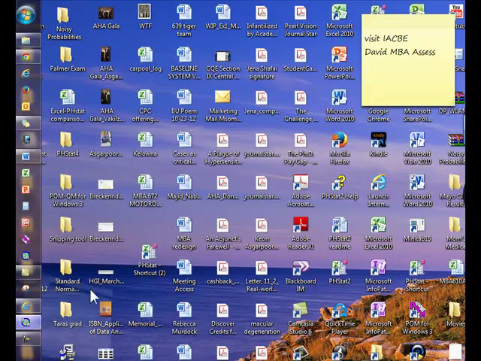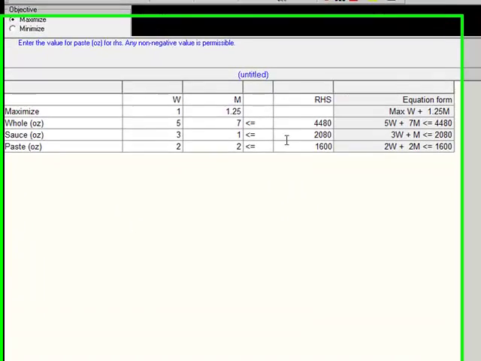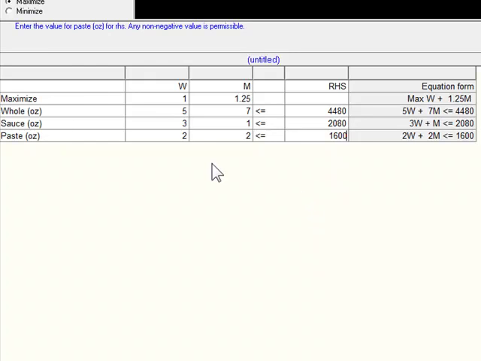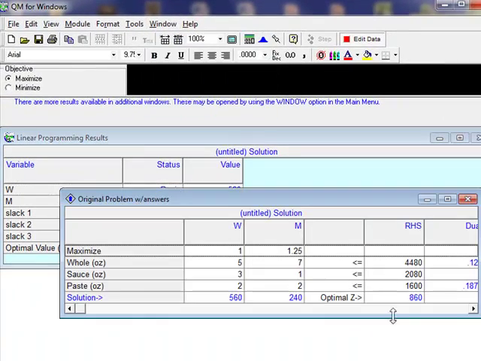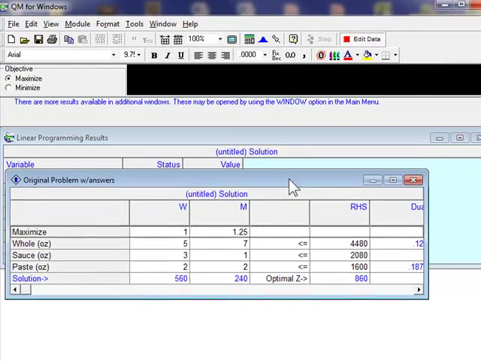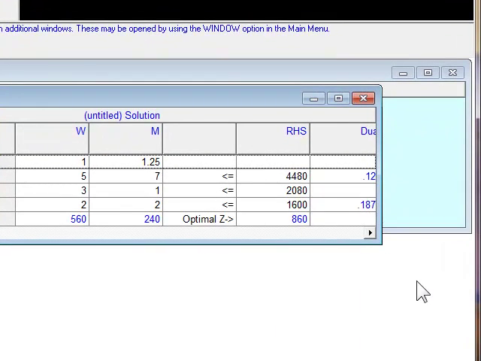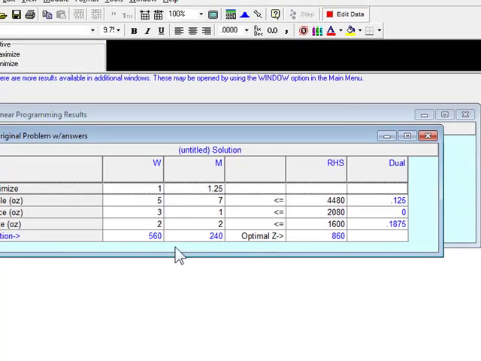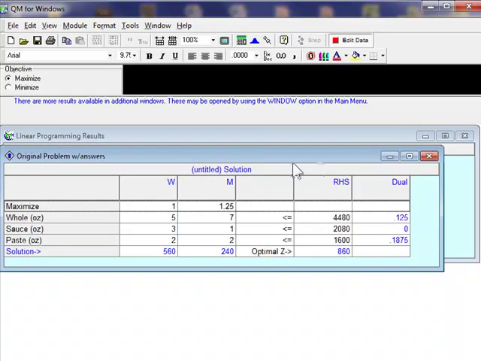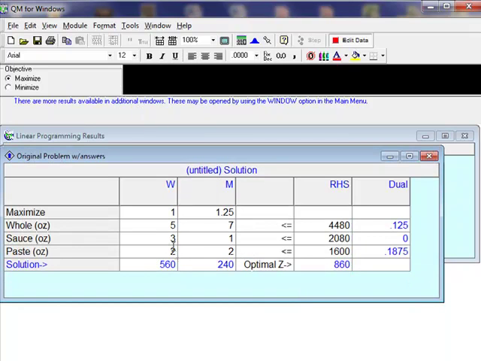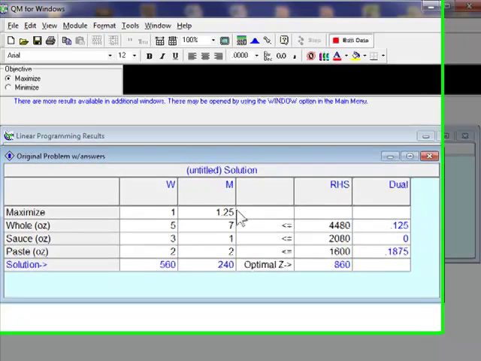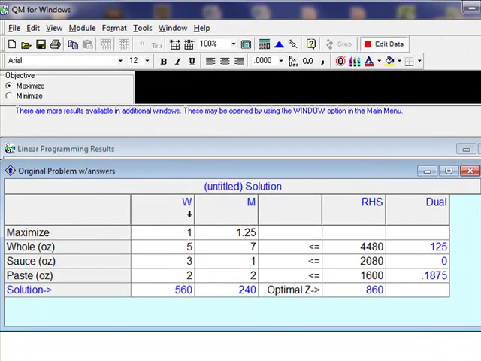Let me bring up the POM data. This is exactly as I described it. If I solve, let me go to original problem with answers. So what we have here is the numbers that you see here in black, and I will increase the font a little bit so you can see this better. The numbers that you see in black is what I entered.